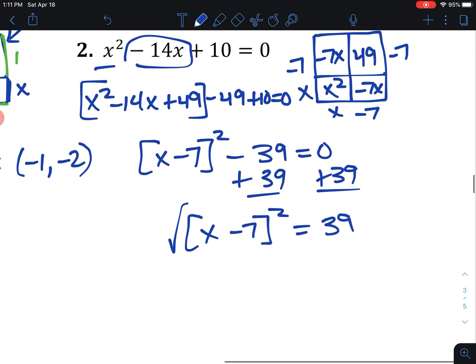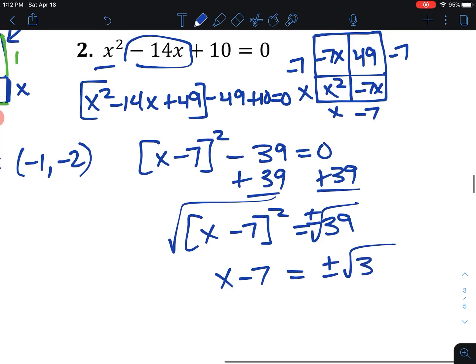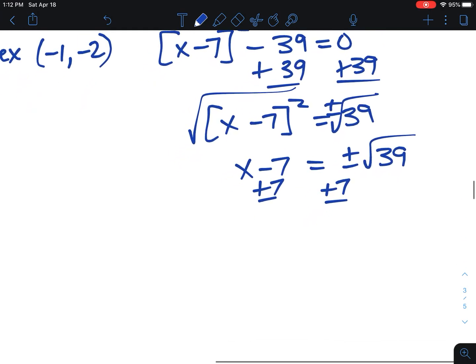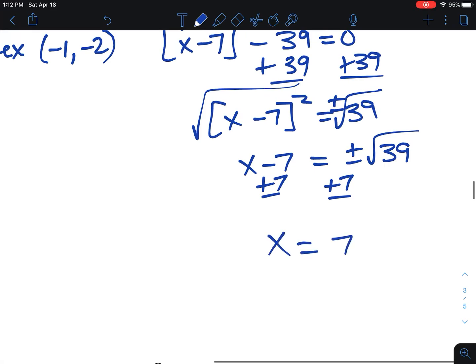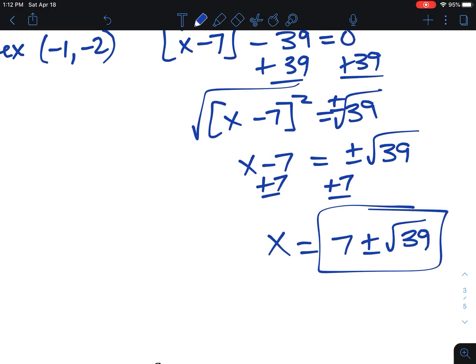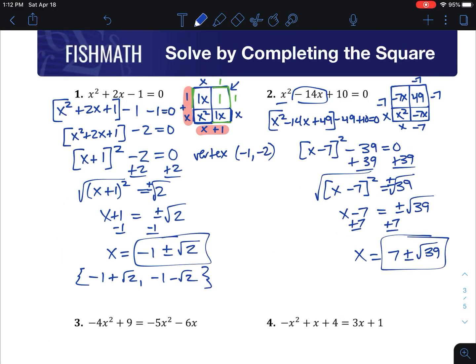We can now do a square root of both sides. Just don't forget plus or minus. So x minus 7 equals plus or minus the square root of 39. Add the 7 and we are done. X is 7 plus or minus the square root of 39. 2 solutions. That's how we do it by completing the square. That's how we solve these quadratics.